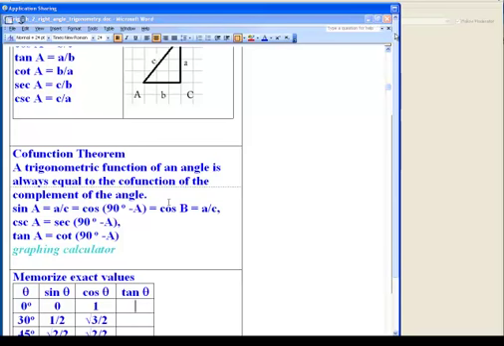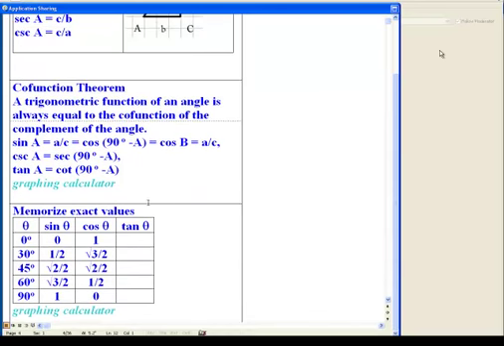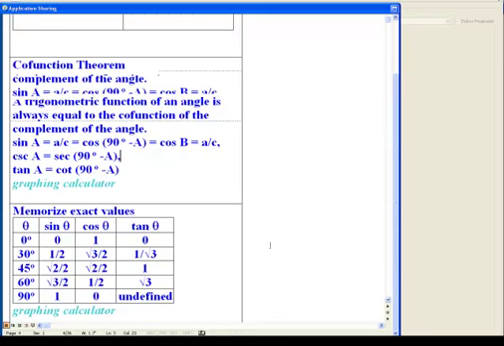The tangent comes out to, again, looking at special triangles, 0, and then 1 over the square root of 3, and then 1, and then square root of 3, and then undefined. And these values need to be memorized.